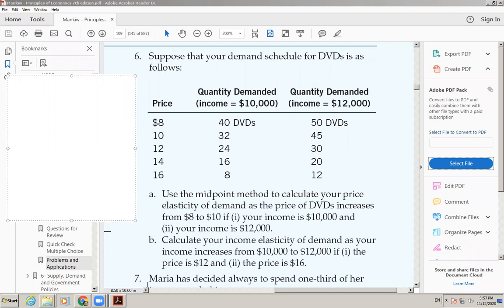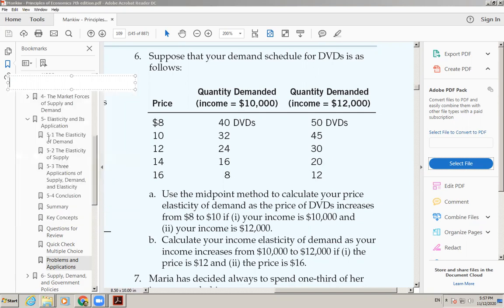Now, first of all, if your income is $10,000, your price rises from 8 to 10. So then we need to calculate, just a second. Okay. It's better for me to go with Excel directly to calculate quickly.